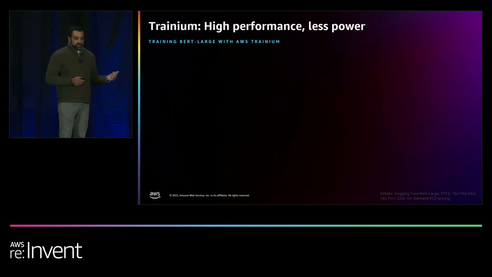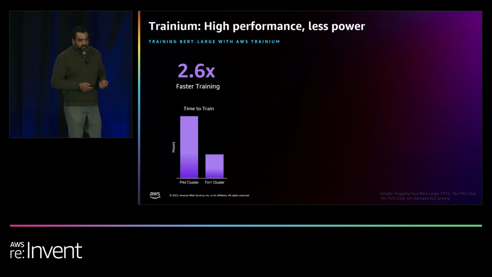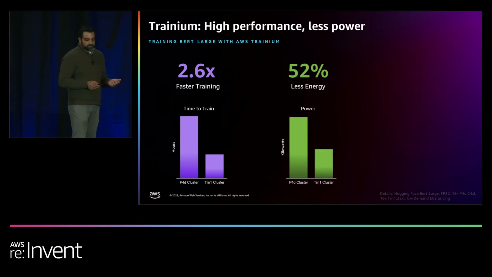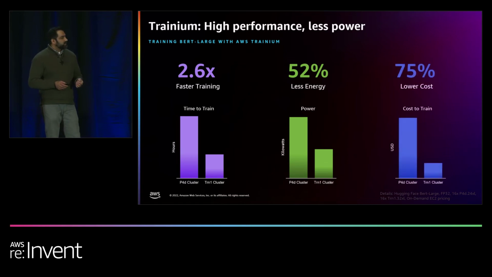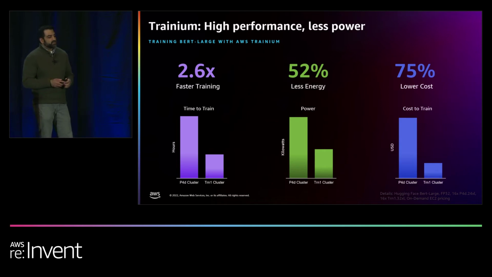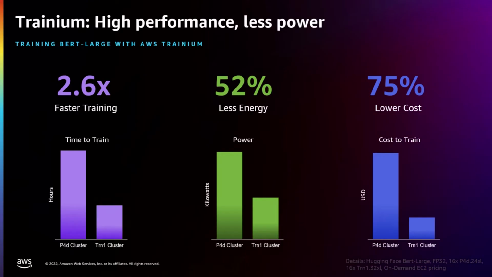If we deploy this training job to a cluster of GPUs on P4D instances, it will take about 13 hours to train this model. On the other hand, using a cluster of Trainiums with Trn1 instances, we can train this model in just about 5 hours. That's 2.6 times faster. And because Trainium can complete this training job in less time, it reduces the energy consumption by half. And also, we reduce the cost to train this model by 75%. This is just an example, but what's exciting from a sustainability perspective is that AWS Trainium is able to help users train models faster while reducing costs and energy use.